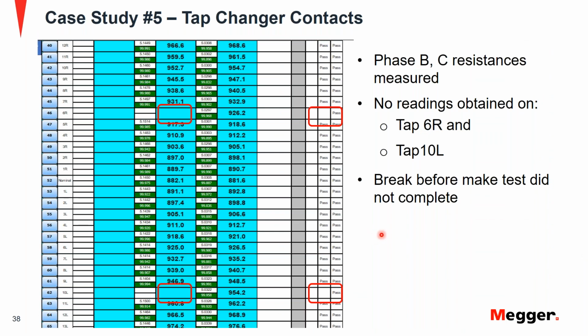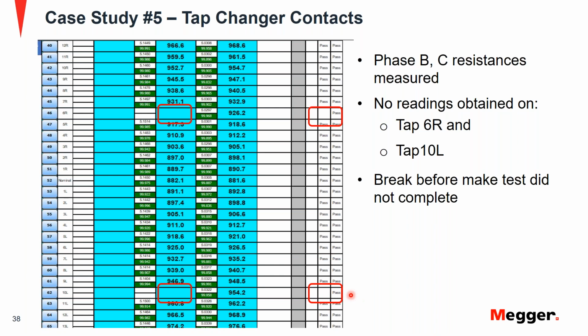When you look at this test, you can see that there are a couple of places where there was no data that was recorded. So for the B phase, you had a 6 raise position that had no resistance information. And when the make before break functionality was checked, there was no verdict of that test at all. The same behavior is seen on the 10 lower position as well. There is no data in the table for that position on the B phase, and there is no verdict of the make before break test either.